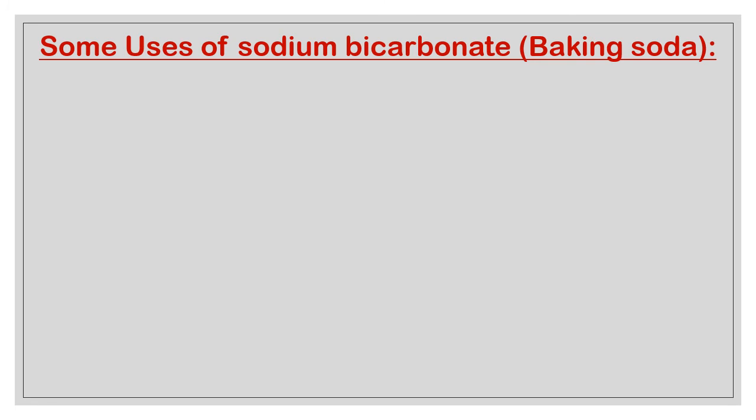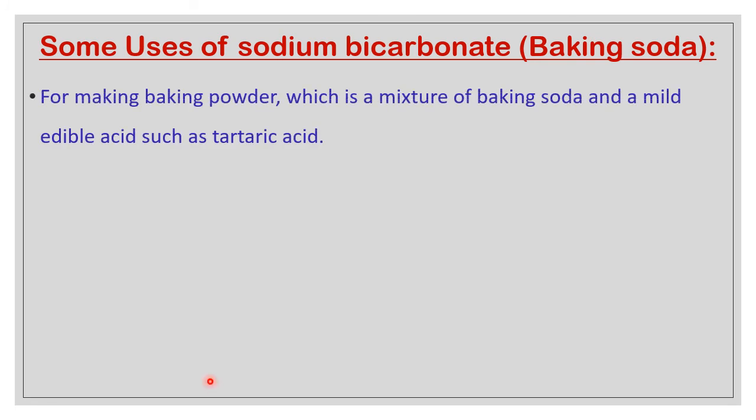Now, some uses: for making baking powder. Baking soda and baking powder are both different. Baking soda is only sodium hydrogen carbonate, whereas baking powder is a mixture of two. One is baking soda, the other is tartaric acid. Tartaric acid is an edible acid. Edible is what? Which we can consume, we can eat. This is extracted from the tamarind. So it is tartaric acid.